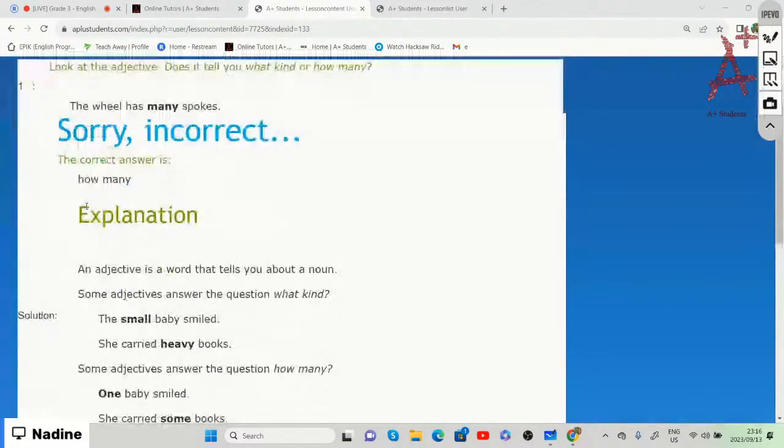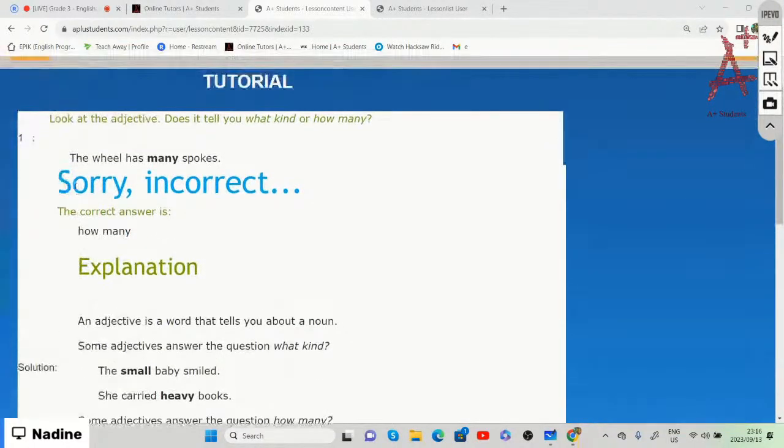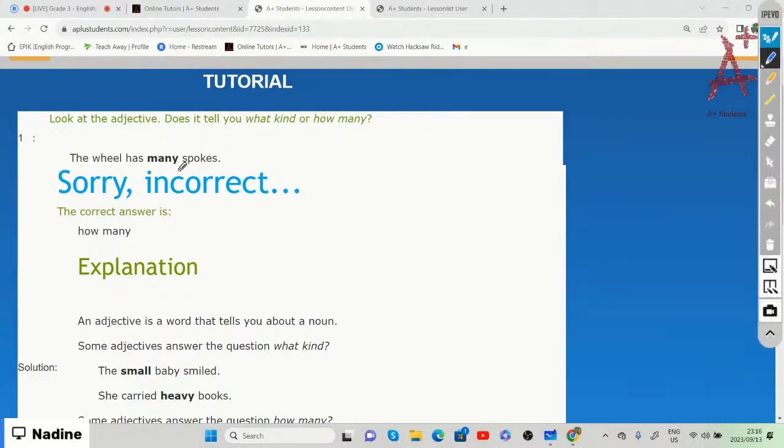All right. If we look at the first sentence, it says that we need to look at the adjective. Does it tell us what kind, or does it tell us how many? The wheels has many spokes. So many, the word in bold, many. Does many tell us what kind, or does it tell us how many? Many.